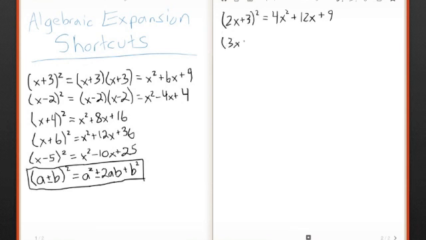Now let's do one with a minus. 3x minus 4 squared. A squared will be 3x squared. That's 9 times x squared minus 2ab. So minus 2 times 3x times 4. 2 times 3x is 6x times 4 is 24x plus b squared. So plus 16. In case you're confused, the a and b here only refer to the terms and the numbers, not the sign in front of them. So b here is not negative 4. It's just 4.